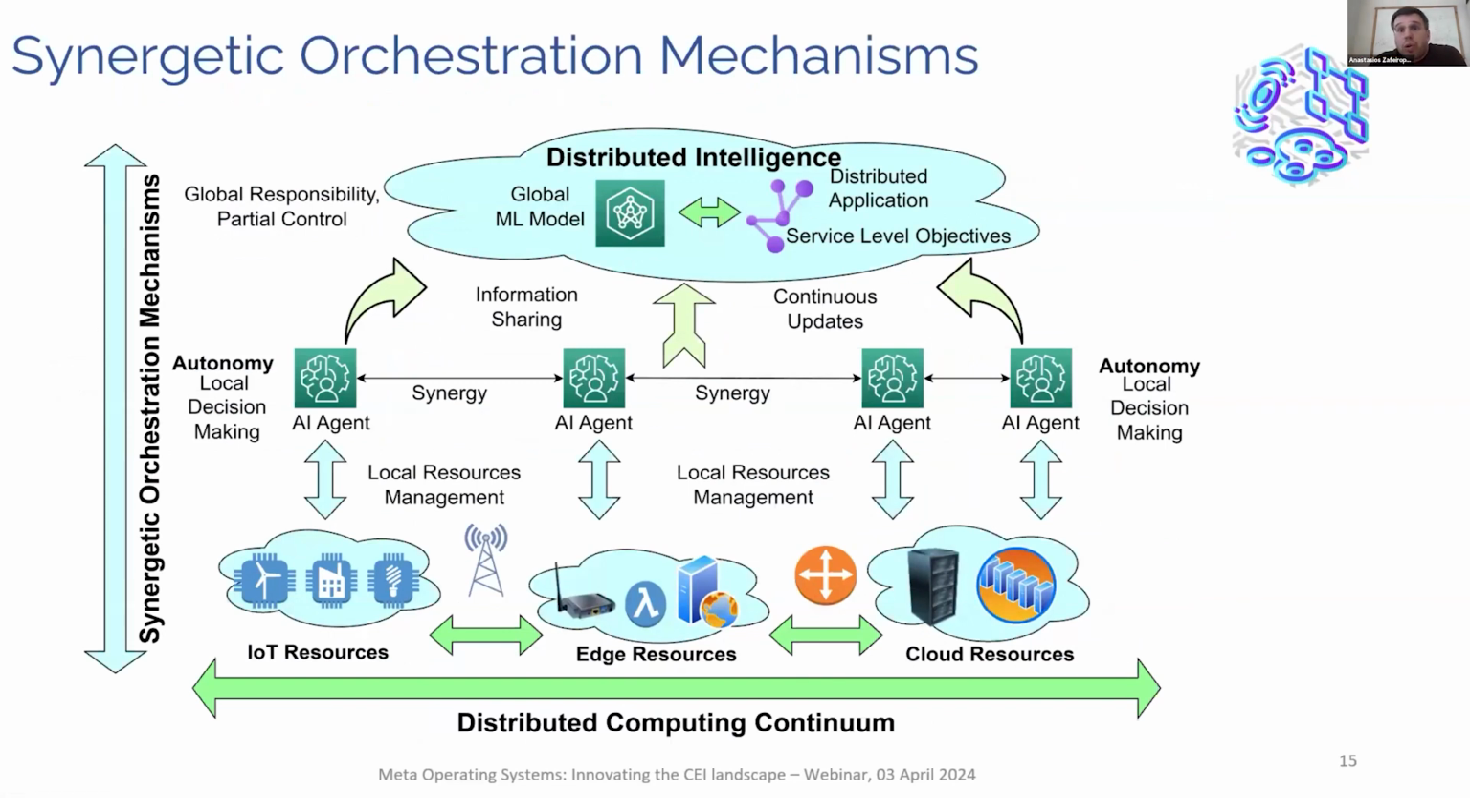In many cases, we consider synergies between multiple agents. So we speak about resources in the continuum, we speak about agents. We try to work a lot on AI-assisted orchestration. So we have synergies between agents with local and global ML models that can be applied for optimization purposes.